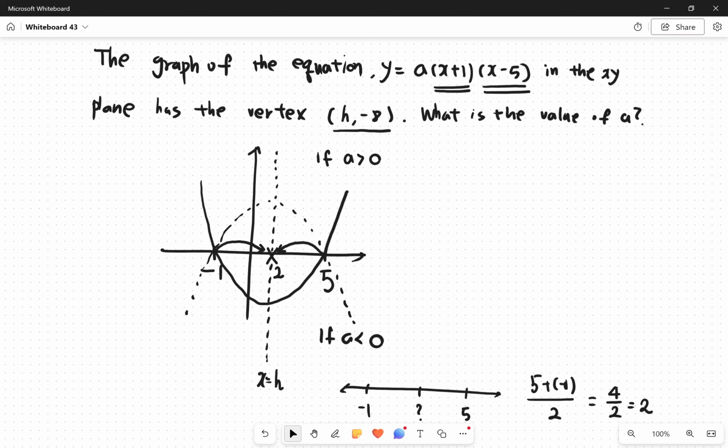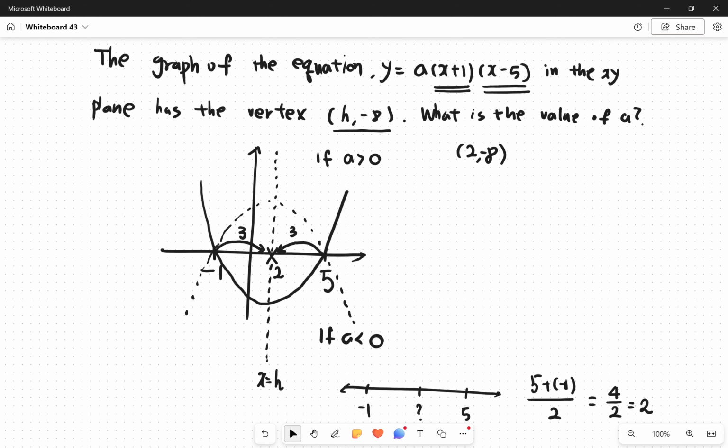In addition, you can figure out that the distance from the center to each of the two endpoints is 3. But if you pay attention to our question, our value of h is equal to 2. So this quadratic function has the point (2, negative 8), which is the vertex.